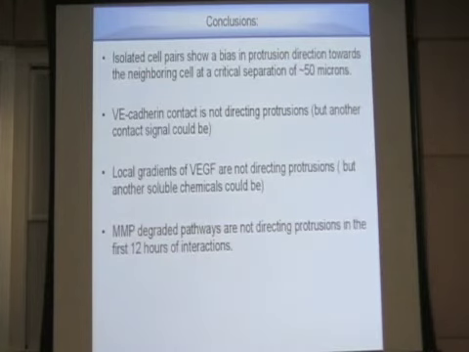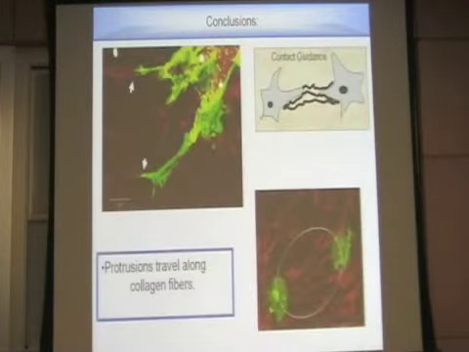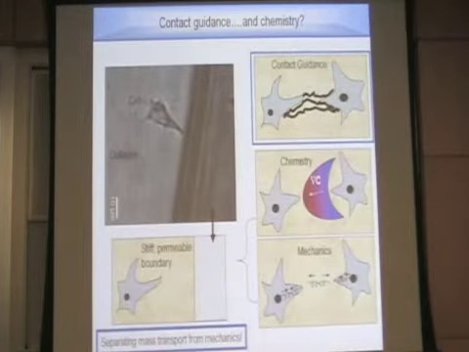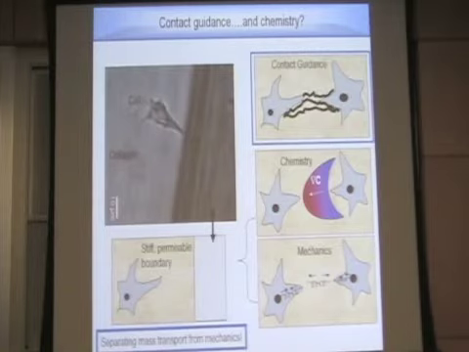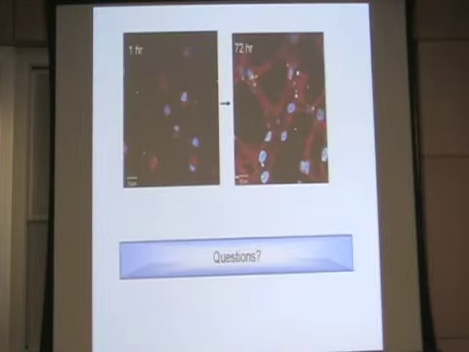So it's a short talk. I guess briefly, we have seen a bias in protrusion direction if cells are close enough, indicating a 50 micron or so length scale. And we've looked at possible mechanisms: VE-cadherin, VEGF gradients, MMP degradation. But the main thing that we've seen so far, the filopodia definitely travel along fibers, collagen fibers, so we're seeing this contact guidance, and we're working to see if there's also this mass transfer or mechanics mechanism going on by using tricks with permeable boundaries. So with that, I'll take any questions.